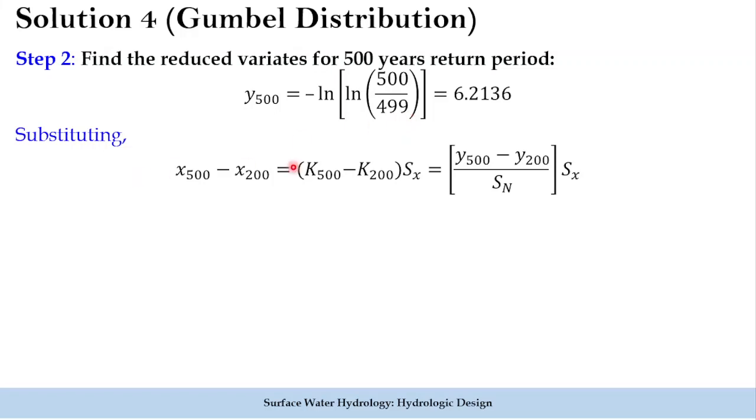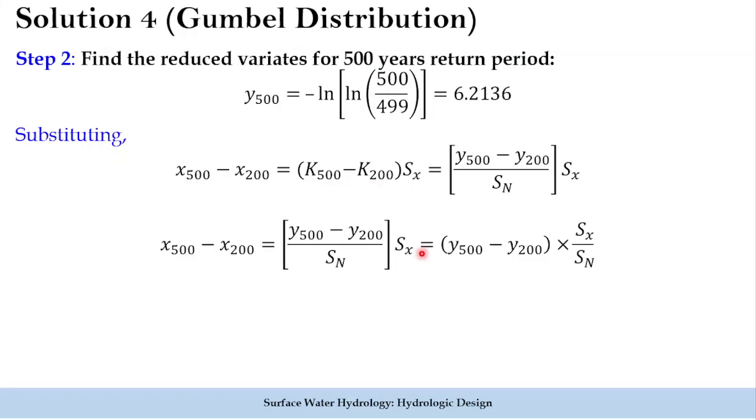Now substituting these values in this equation, x500 minus x200, we can expand this as k500 minus k200 in bracket sx, and we now know what k500 and k200 are. It can be rewritten as y500 minus y200 divided by sn into sx. I hope you were able to follow the previous step, and we are utilizing the knowledge obtained there in this step, substituting the values of y500, y200, and the ratio sx by sn in this equation.